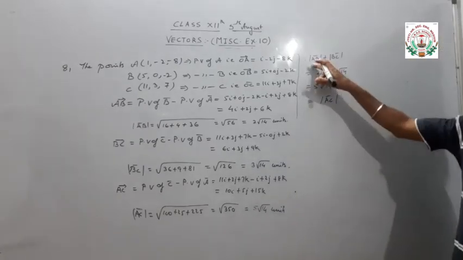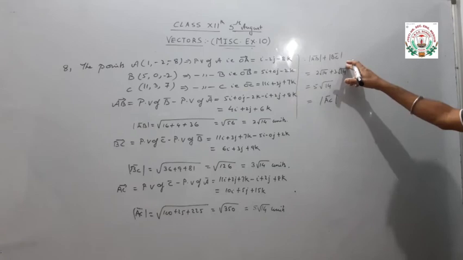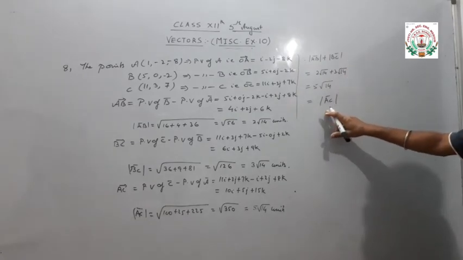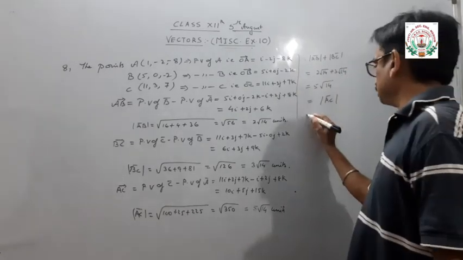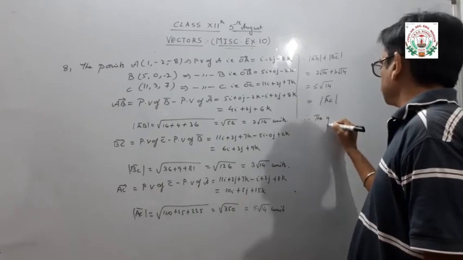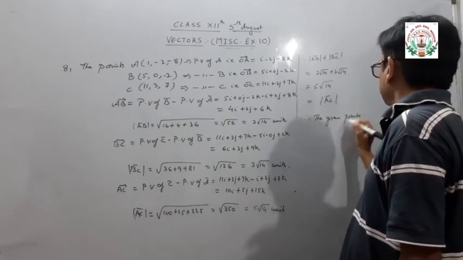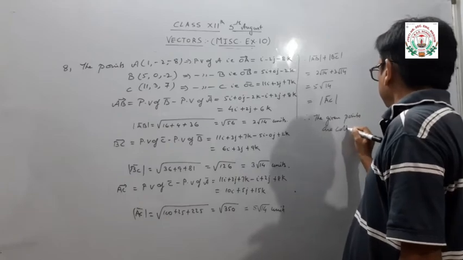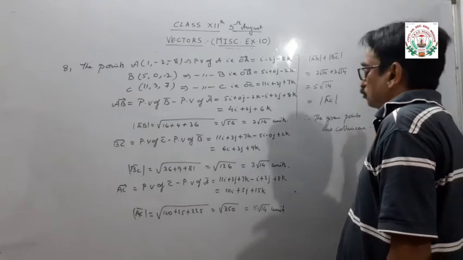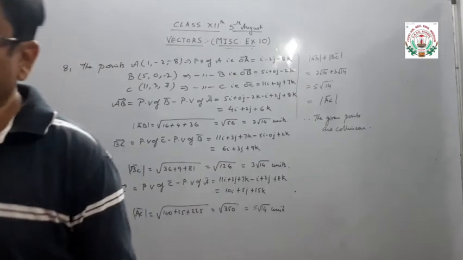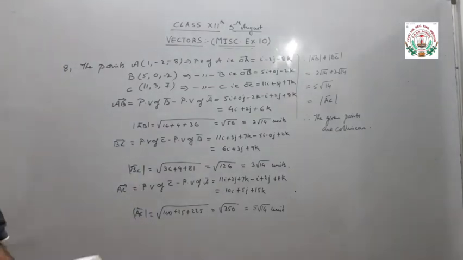Since the sum of the magnitudes of two sides is equal to the magnitude of the third side, therefore the given points are collinear. That is the first case for question number 8.